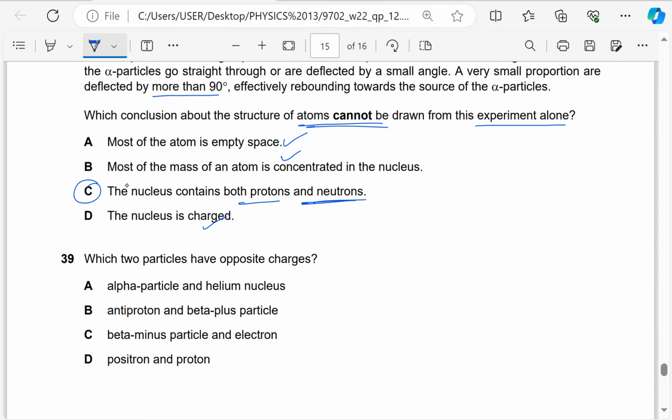And lastly, which two particles have opposite charges? Let's see. Alpha particles, helium. An alpha particle is a helium nucleus, so these have the same charge. An antiproton has a negative charge. Beta plus has a positive charge. It is a positron. So the answer is going to be B. Antiproton has an opposite charge to a proton. Beta plus has a positive charge. Beta minus has a negative charge. The electron has a negative charge. The positron has a positive charge. The proton has a positive charge. So the answer is B.